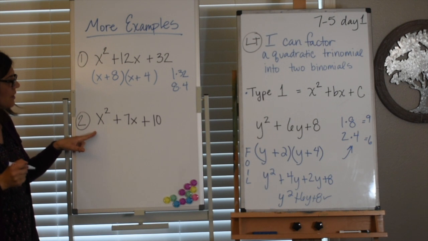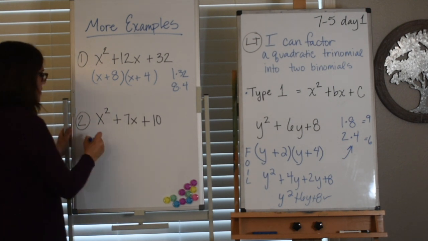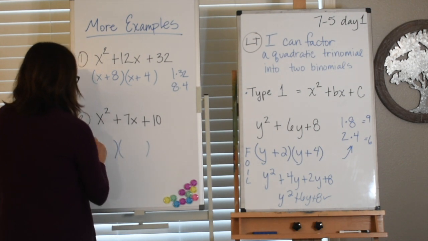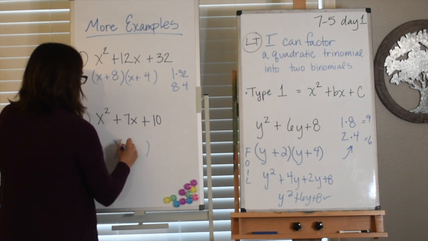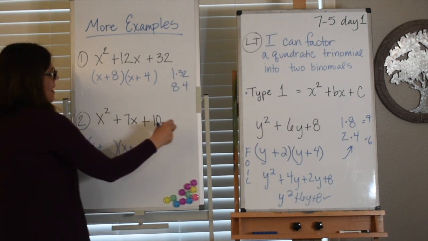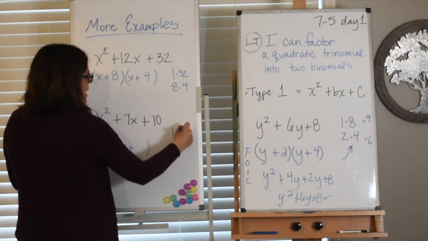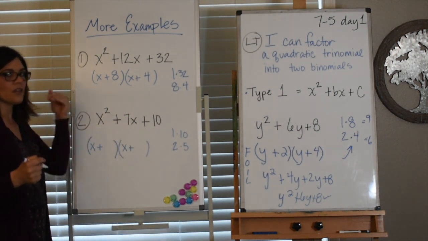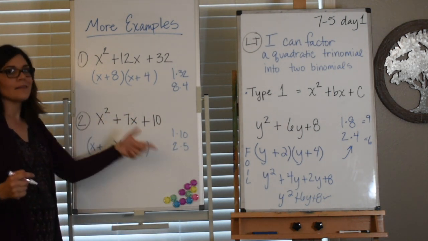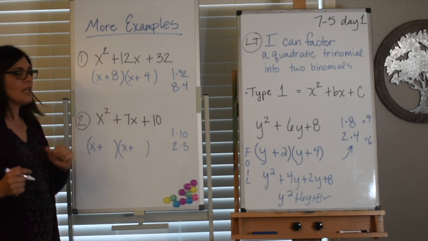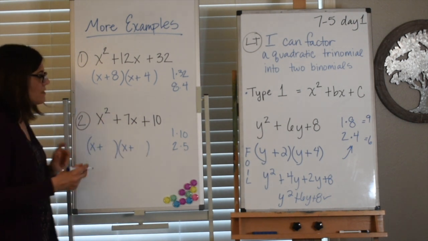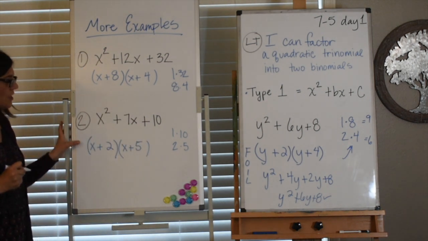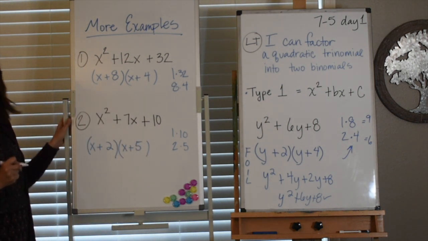Now let's move down to here. Again, it's positive and positive. So my binomials are going to be set up like x plus something and x plus something. And 10, 1 times 10 is 10, 2 times 5 is 10. And when you're doing this, you're going to start getting faster, where you're going to start adding these together, looking for that combination of 7. So 2 plus 5 is 7. So that is the correct factored form of that trinomial.